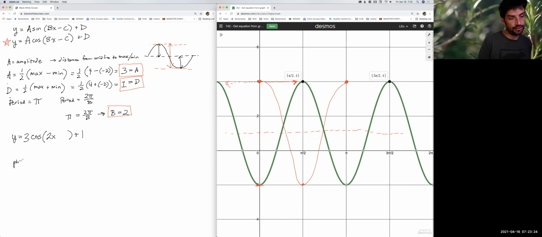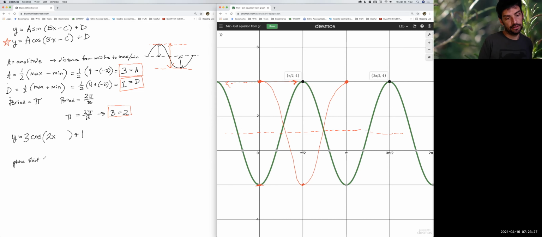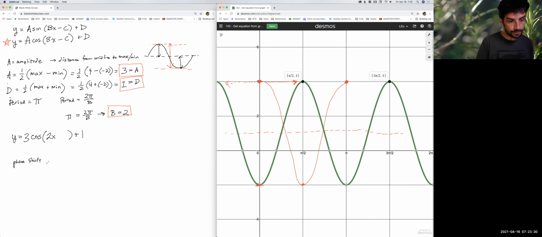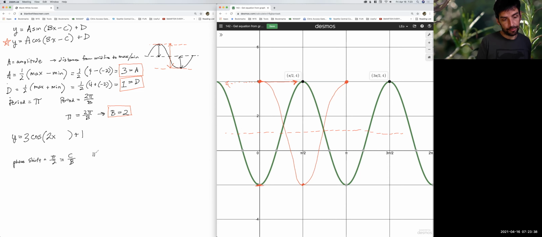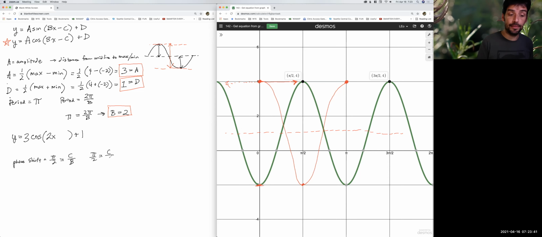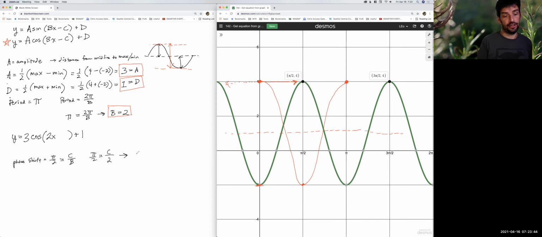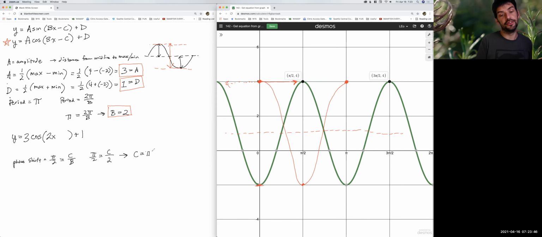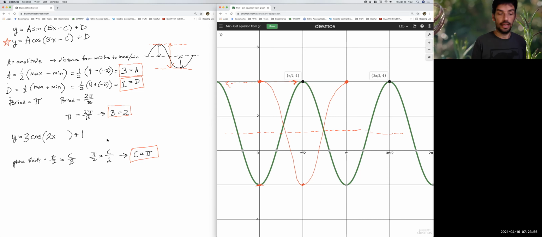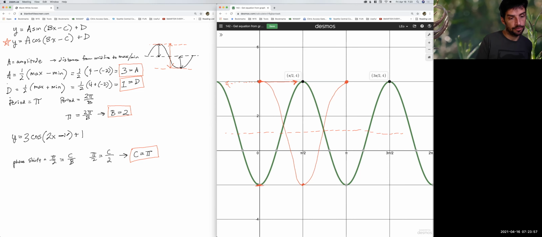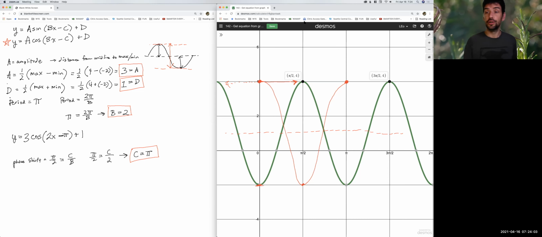So my phase shift is pi over 2. But remember, the phase shift is also equal to c over b. So that means I have pi over 2 is equal to c over b. B is 2. This is very easy to solve and see that c is equal to pi. And so there's the last piece of my puzzle. And let's put in minus pi there. Remember, we're subtracting c. So even though c is positive, we're subtracting it.